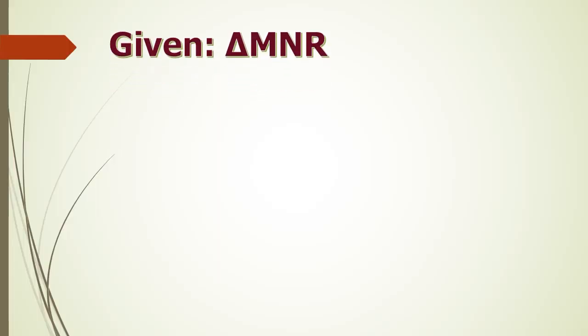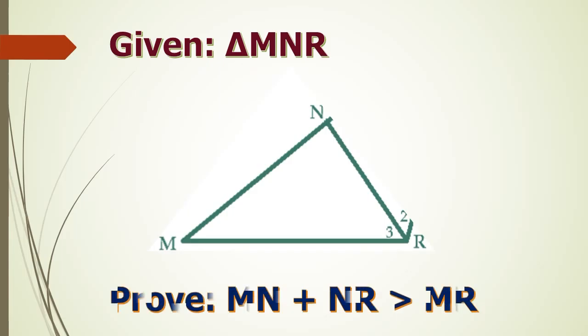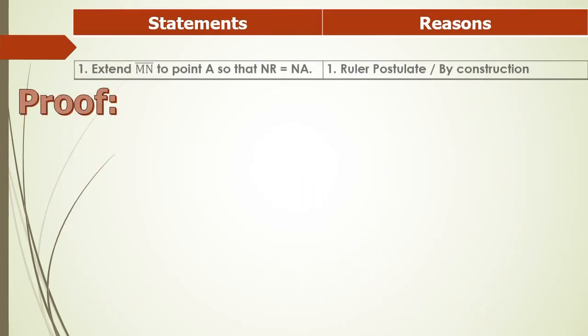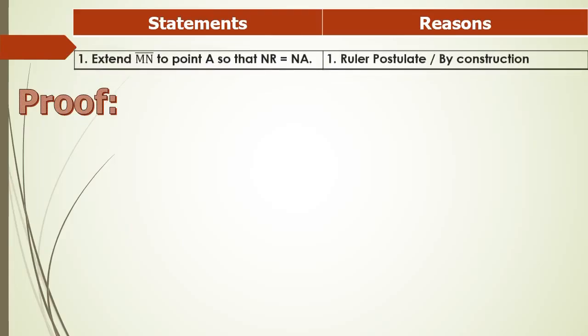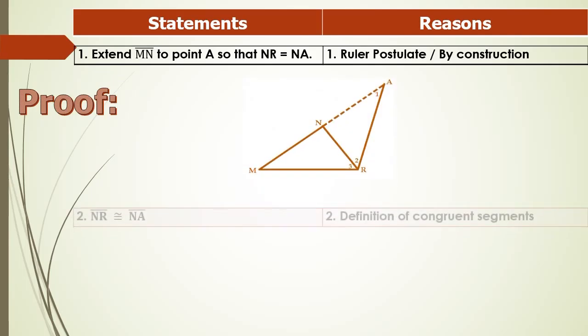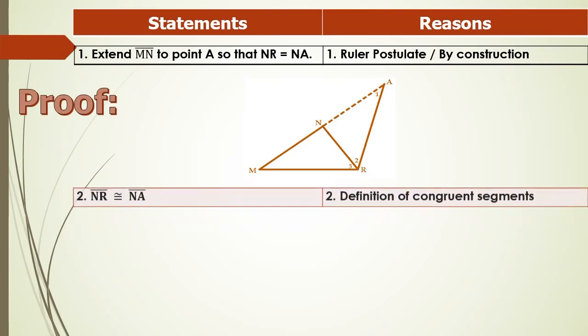We have to prove first how this theorem came up. Given the triangle MNR with the illustrations, we have to prove that MN plus NR is greater than MR. Using the two-column proof, we have the first column statements, the second column reasons. First statement, extend MN to point A so that NR is equal to NA. Reason, by ruler postulate or by construction.